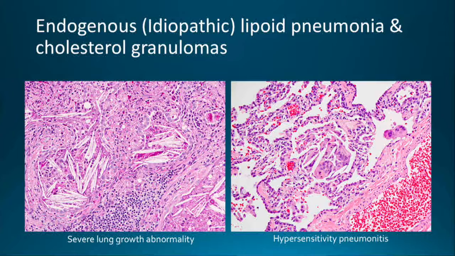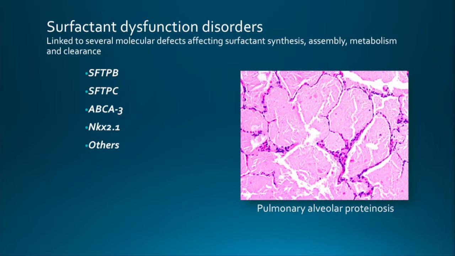Next slide. As you know, when a lot of you think of pulmonary alveolar proteinosis, you think of surfactant dysfunction disorders. Again, I spoke of this a little bit. These are molecular defects that affect surfactant synthesis, assembly, metabolism, and clearance. There's a variety of them, and there's still a lot more to be described. The classic pathology people think of in the setting of these genetic disorders is pulmonary alveolar proteinosis, and here you're seeing a GM-CSF receptor deficiency that I'm showing with very little remodeling.